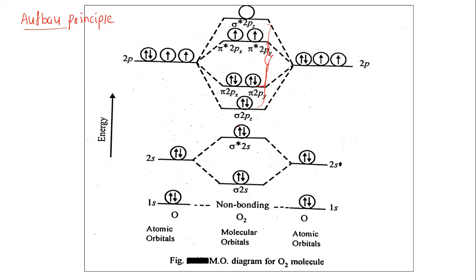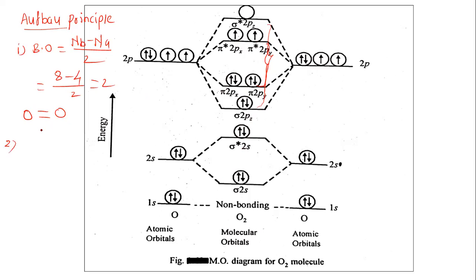After the distribution of the electrons, from this MO diagram we can determine the bond order. Bond order is equal to the number of bonding electrons minus the number of antibonding electrons, divided by 2. The number of bonding electrons is 8 here, 2 plus this 6. The number of antibonding electrons is 4, this 2 plus this 2. So the bond order is 2 here. So between the two oxygen atoms there is a double bond, where one bond is a sigma bond and the other is a pi bond. So this is about the bond order.